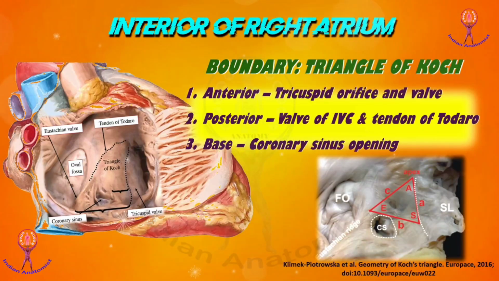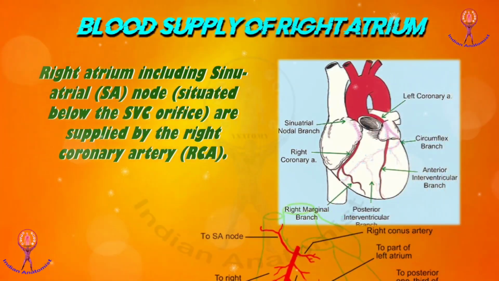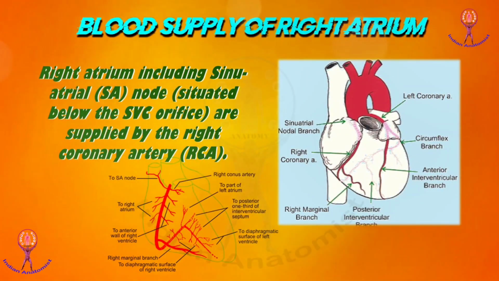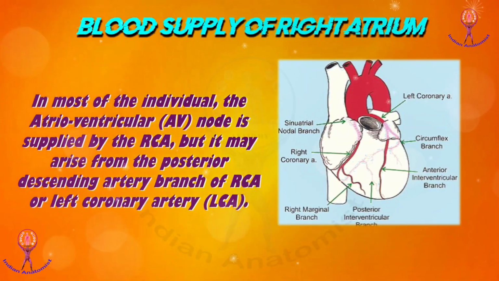Now coming to the blood supply of the right atrium. The right atrium, including the sinoatrial or SA node, which is situated below the SVC orifice, is supplied by several atrial branches from the right coronary artery. In most individuals, the atrioventricular or AV node is supplied by the right coronary artery, but it may arise from the posterior descending artery, a branch of the RCA, or from the left coronary artery.